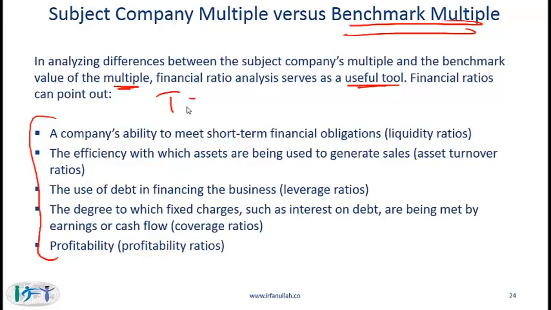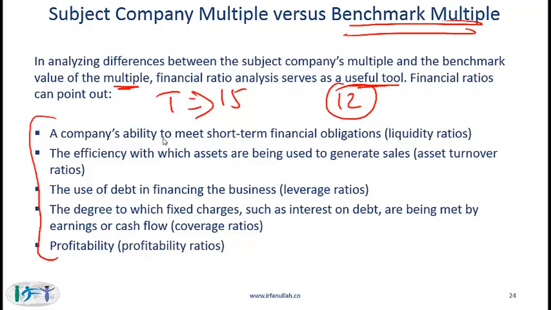If your target company has a multiple of 15, so the PE is 15, and it turns out that the PE for the benchmark is only 12, do you immediately say that our target company, which has a higher PE, is overvalued? Not necessarily. You can look at several ratios to see whether this difference is justified or not.